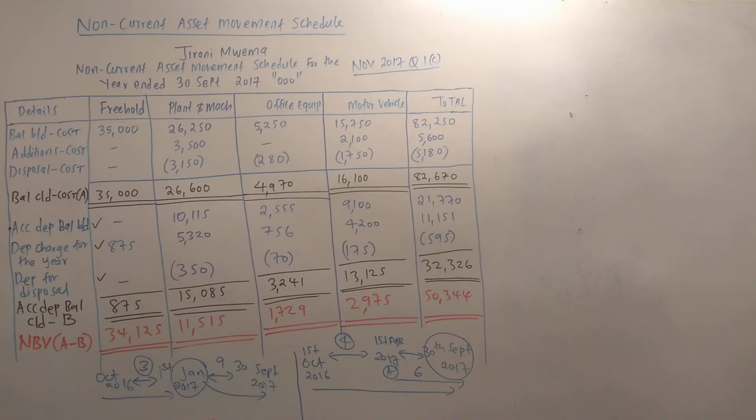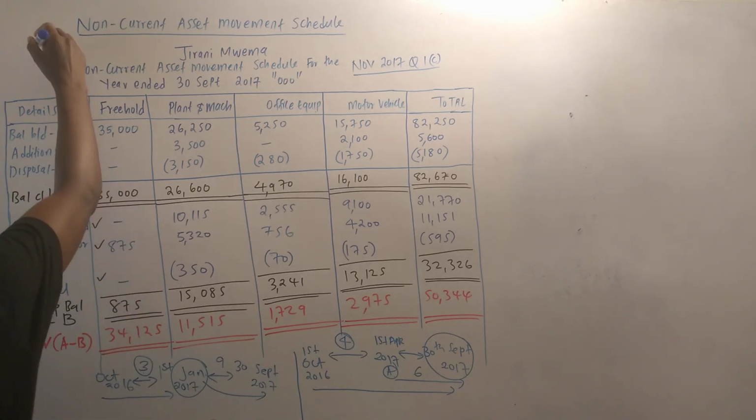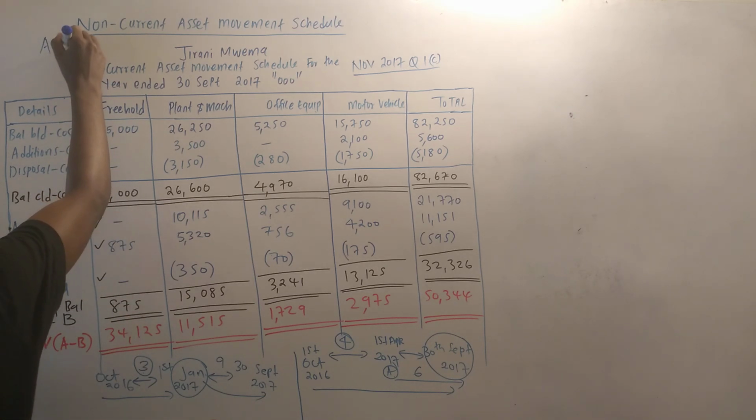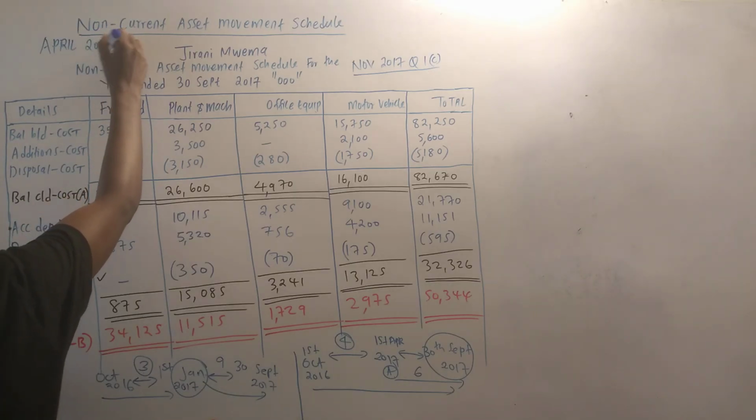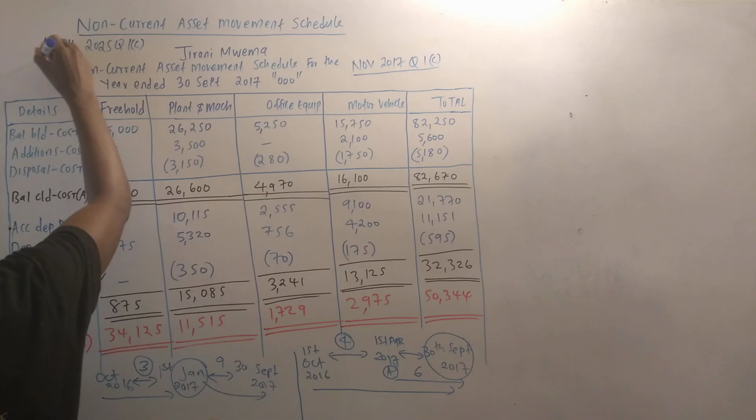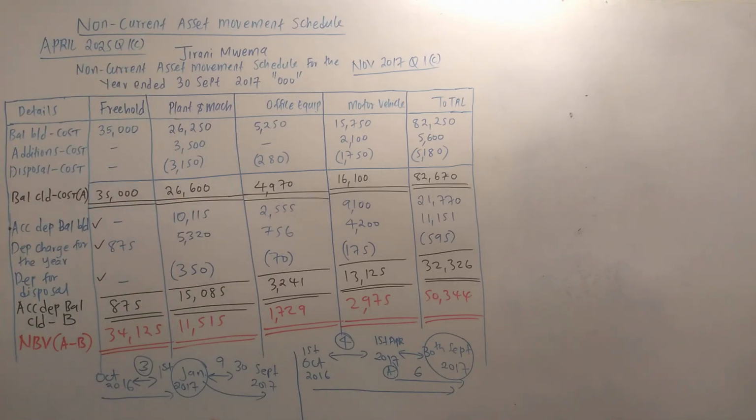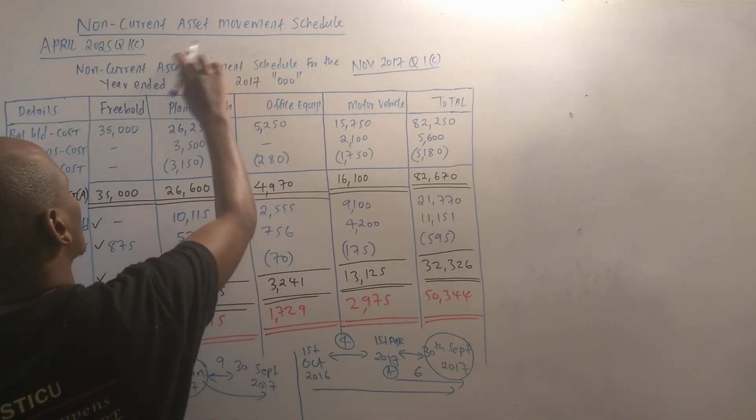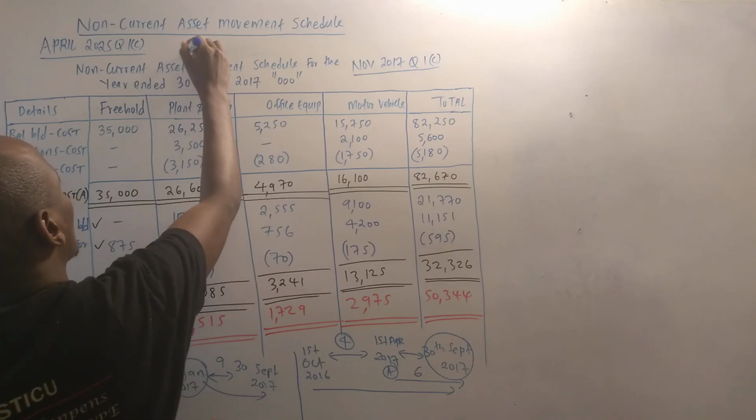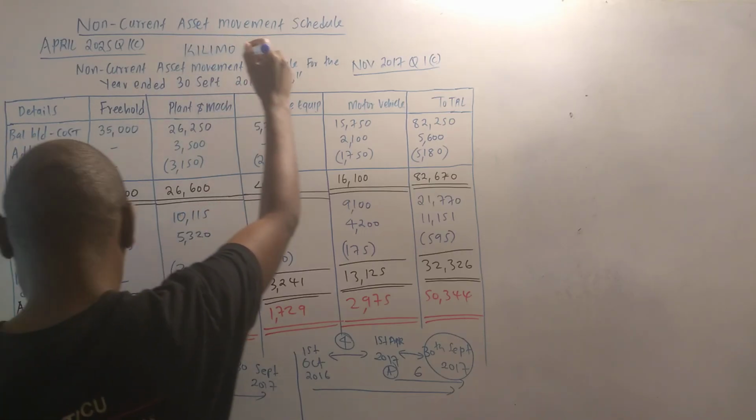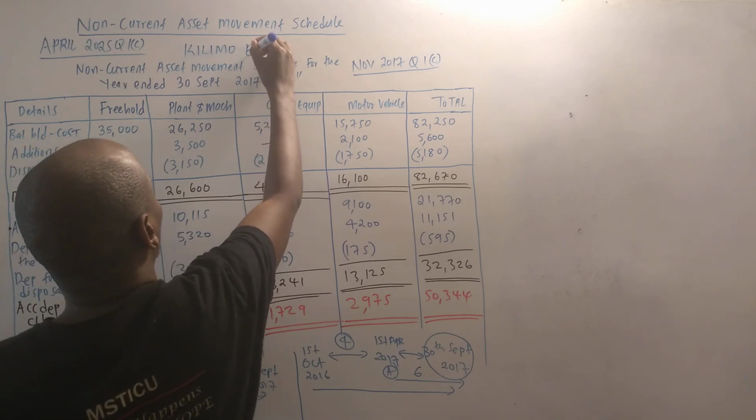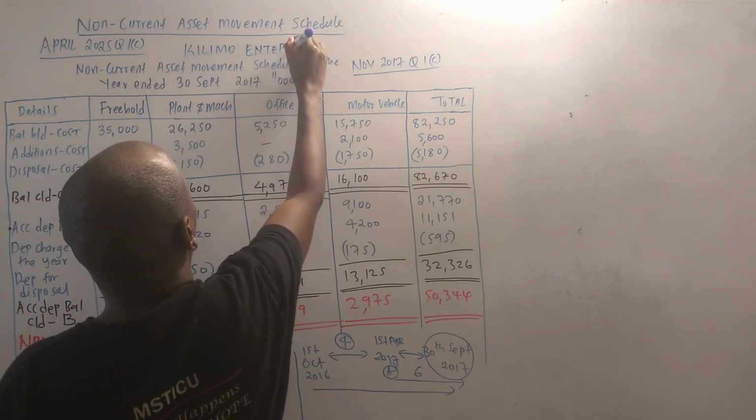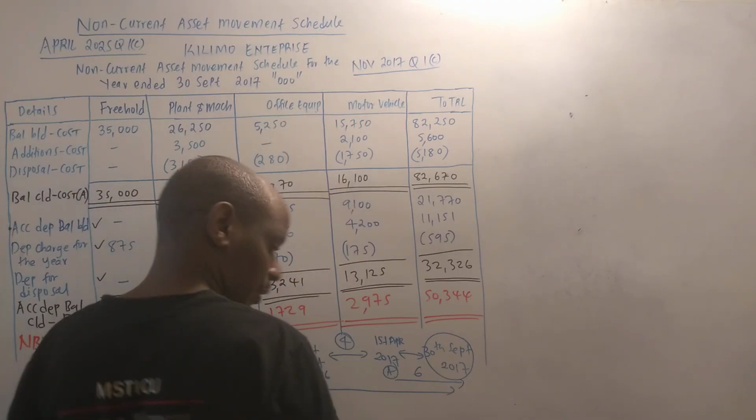So let's look for April 2025, question number 1C, that is Kilimo Enterprise. We shall just change here to Kilimo Enterprise.